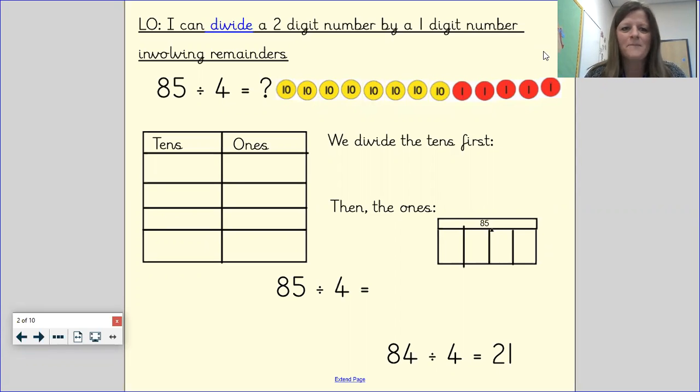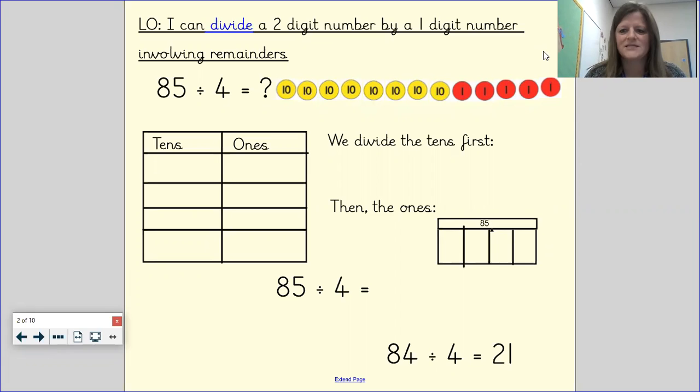Today, in our maths, we are carrying on with division. I can divide a 2-digit number by a 1-digit number involving remainders. Now, I just want you to remind yourself, what is a remainder? Can you tell someone around you or just have a think yourself?